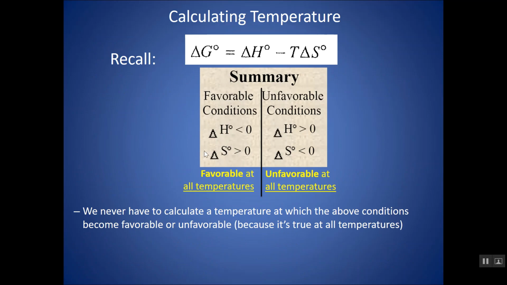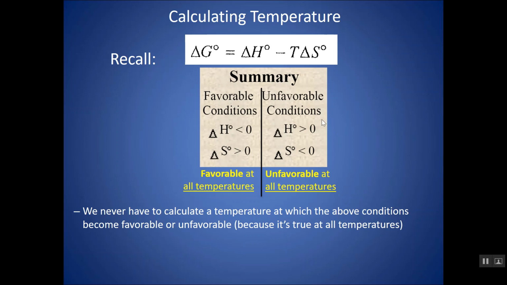Let's talk a little bit more about temperature. We said, okay, positive, positive, favorable at higher temperatures, negative, negative, favorable at lower temperatures. But how can you calculate the point at which that switches, from spontaneous to non-spontaneous or vice versa? First of all, a reminder that if you have delta H negative and delta S positive, this would be favorable at all temperatures. There's no need to calculate a temperature that it becomes spontaneous because it's spontaneous at any temperature from 0 up to whatever the highest temperature you can think of.